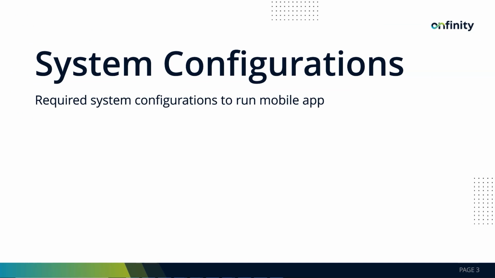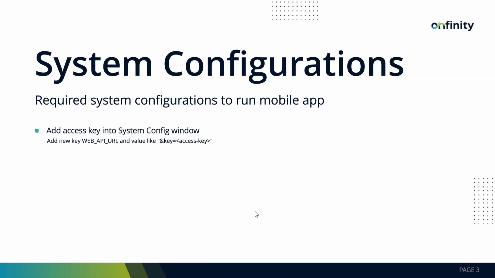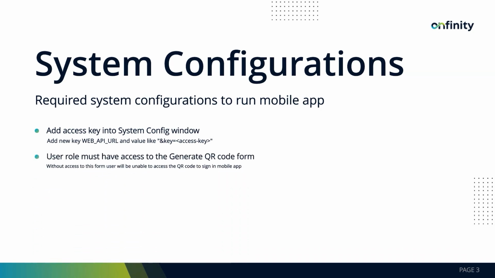Now, let's understand the system configurations we need to run the VA mobile application. As we said previously, we should add the access key. Also, the user must have access to generate the QR code form for login. To receive notifications or alerts from the VA mobile application, we need to enable push notifications. Now, let's see how to configure all of this in the Onfinity system.